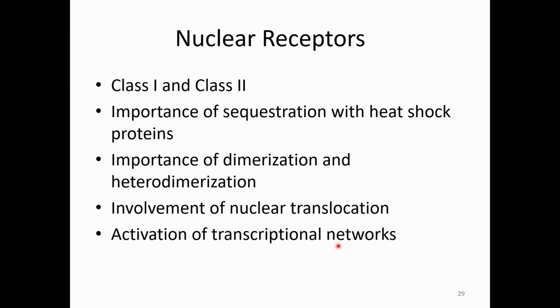Nuclear receptors, the distinction between class 1 and class 2. The class 1s are the ones that can translocate into the nucleus from the cytoplasm. Class 2 are obligately in the nucleus. Know about heat shock proteins. Know that most of them dimerize, but some of them heterodimerize for activity. And that dimerization for these class 1s is always associated with the ability to translocate into the nucleus. And of course, know that they're transcription factors as well. So nuclear receptors are both receptors and transcription factors in one protein.